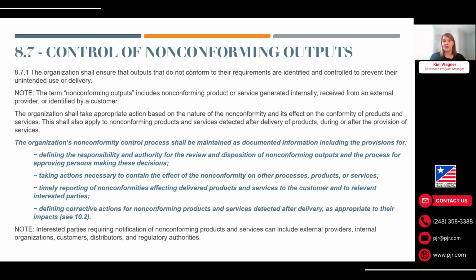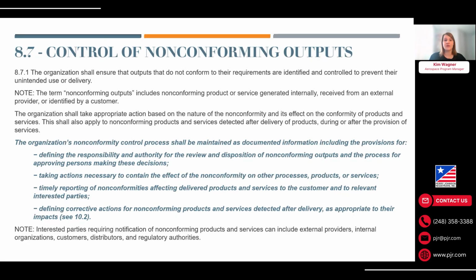So not only does your procedure or other method of documented information need to define who is responsible and who is authorized to disposition non-conforming outputs, but you also have to include there the process for approving people to make those decisions. So maybe it's the quality manager that does this, but what's the process for approving that person to be able to make those decisions? That also is a part of it.